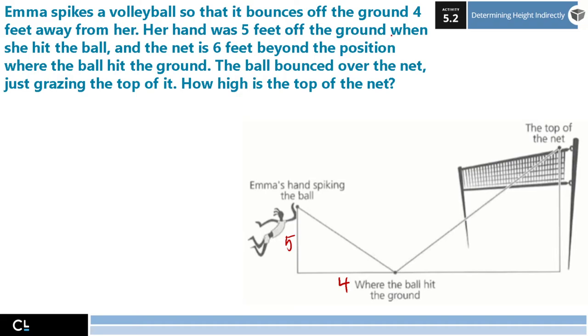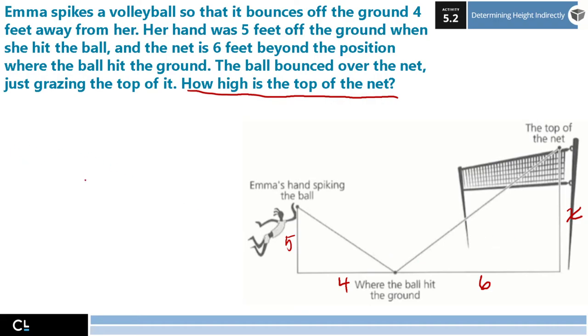And now we could go back and say, the net is 6 feet beyond the position where the ball bounces. So the ball hits the ground here. The net is 6 feet away from that. So this is going to be a 6. And what do we want to know? How high is the top of the net? So this here will be our x. Now we can set up our proportions. We have similar triangles again.